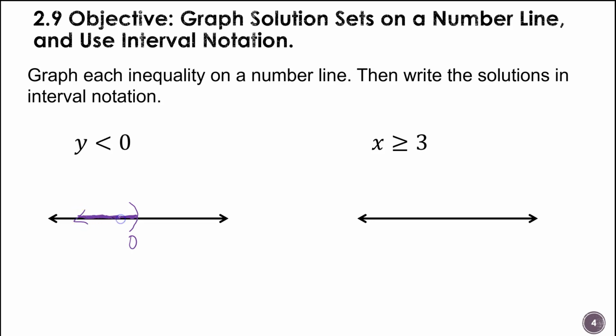Now I have some gaps here in my line. Okay, and then we're going to write this in interval notation. So this one's going to -infinity. Anytime you write interval notation, you have to put it in numerical order. So if you think about this, -infinity is smaller than 0, right? Because it's just going on and on and on to the negative numbers. And so we write it in this order. And that's the interval notation for y is less than 0.